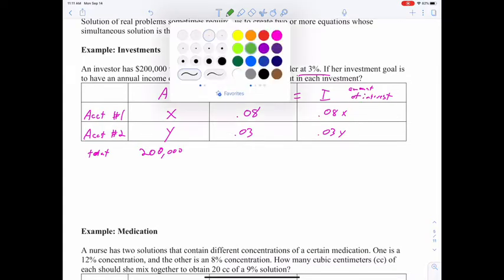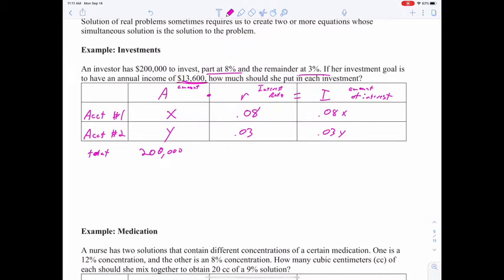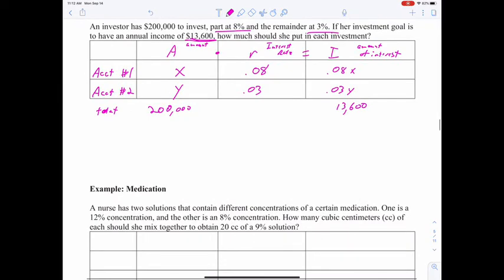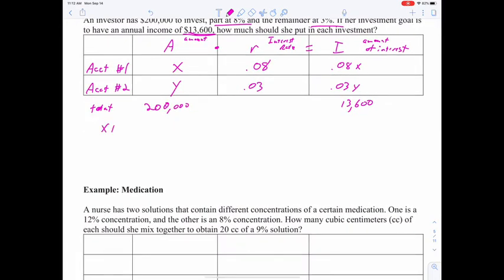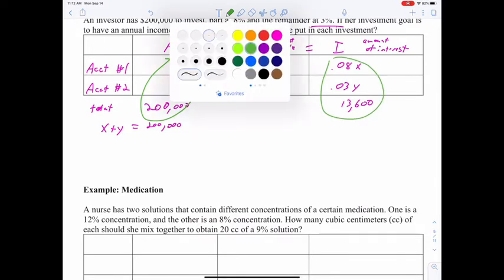Now, notice what they said here. The annual income needs to be $13,600 from the interest is what they're saying. So this is the amount of interest, right? So if we add straight down, we need to get 13,600. Okay? So look at that. We just created two equations. Add straight down. X plus Y equals 200,000. Right? See that right there? We added down. X plus Y equals 200,000. And we're going to do the same thing to create a second equation right there.